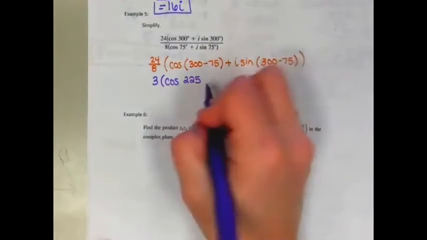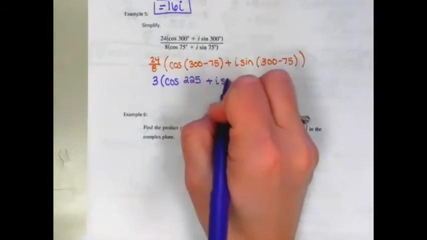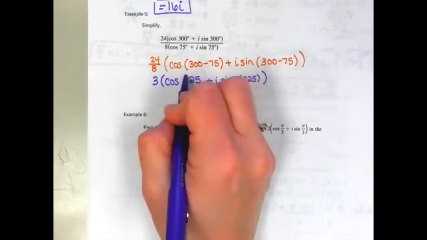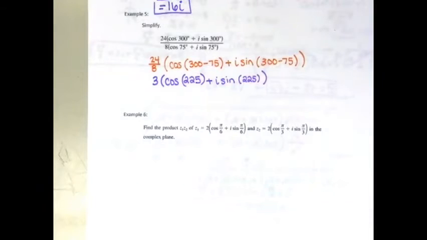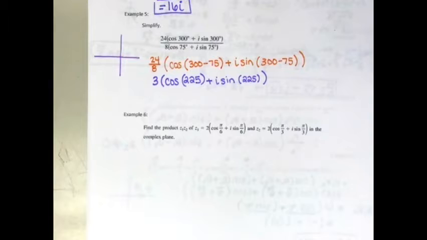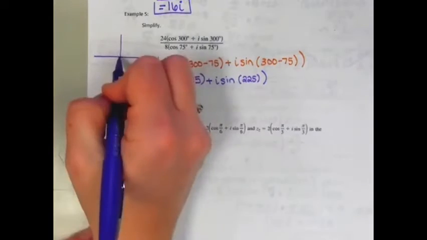225, right? Plus i sine, and again, when you subtract that is 225. Now we have to figure out what is the cosine of 225 degrees. Okay, now we want exact answers. So real quick, where is 225 degrees? What quadrant? 1, 2, 3, or 4? 3, yep. So we're in quadrant 3.